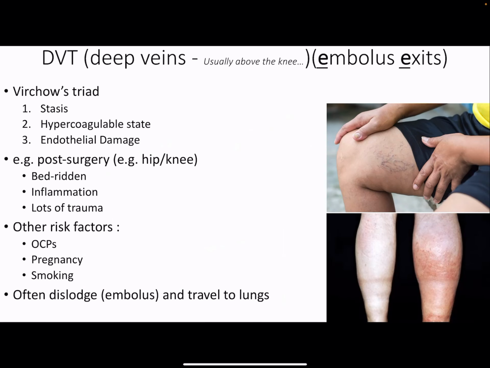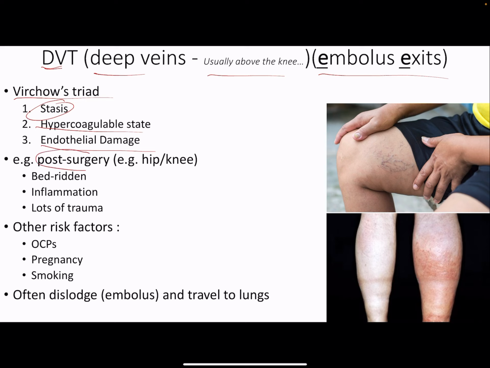All right, switching gears a little bit to deep vein thrombosis and pulmonary emboli. So this is the deep veins, usually above the knee, and it's a thrombus. Thrombus is local, so this will have to become an embolus, which is going to exit the local area. Virchow's triad is something we talked about in hematology. So 3 things are going to predispose you to a clot: stasis of blood, hypercoagulable states, and endothelial damage.